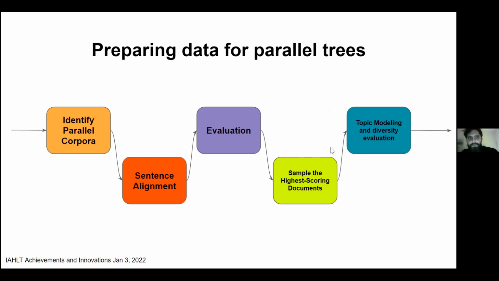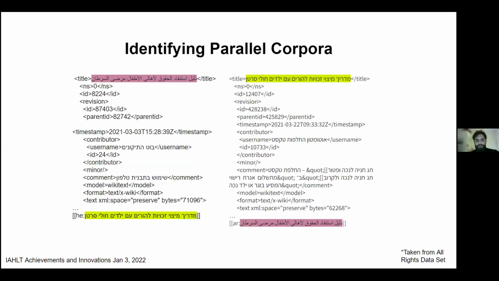So this is the pipeline of this work. So remember, we have two goals in mind. The first is to select the highest number of aligned sentences, and the second is to select the most lexically diverse documents. Towards the first step, which is to identify these parallel corpora, parallel texts.